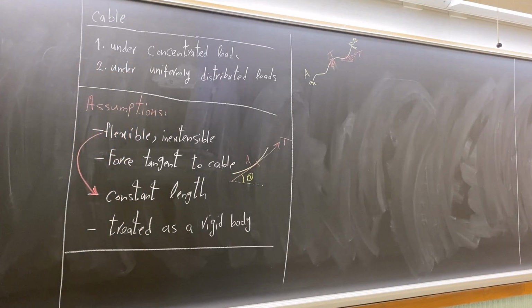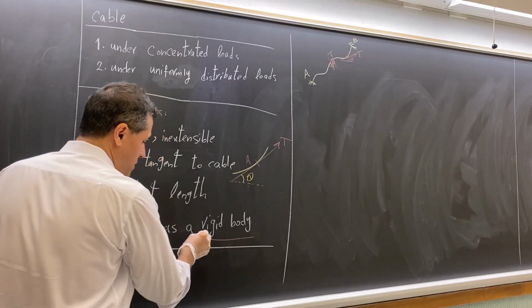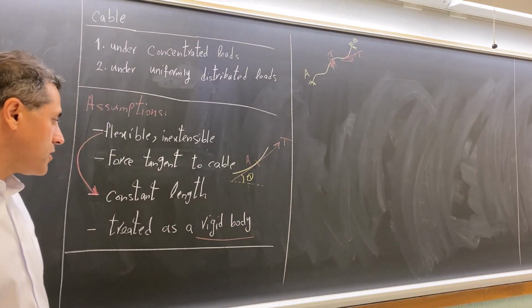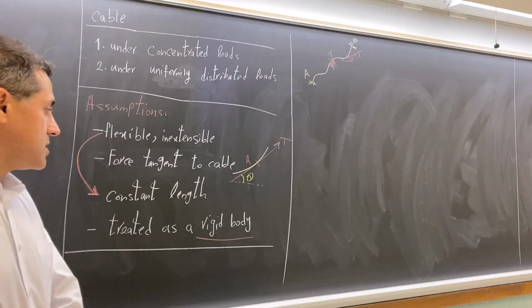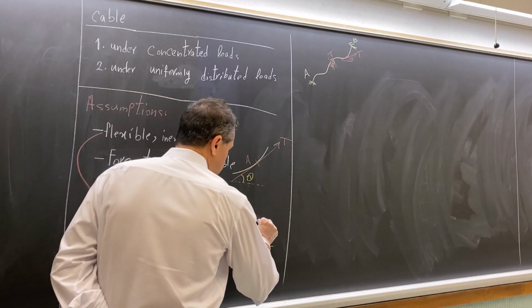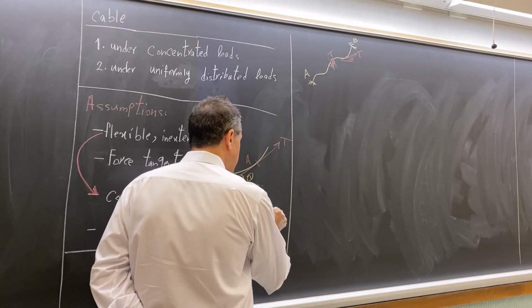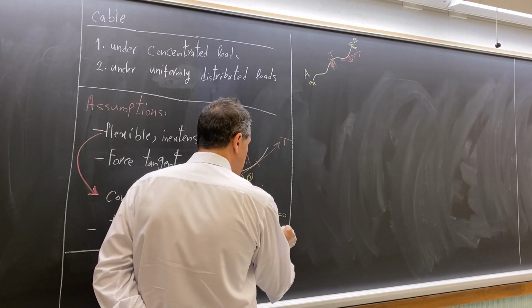We also assume that the whole cable or the segments of the cable are treated like a rigid body. Cable is not a rigid object because it can deform. The definition of rigid body means that particles of the rigid body cannot move away from each other, and a rigid body cannot deform. But we say we treat the cable as a rigid body because we are looking for the equations of equilibrium. So for example, sigma fx is equal to 0, sigma fy is equal to 0, etc.